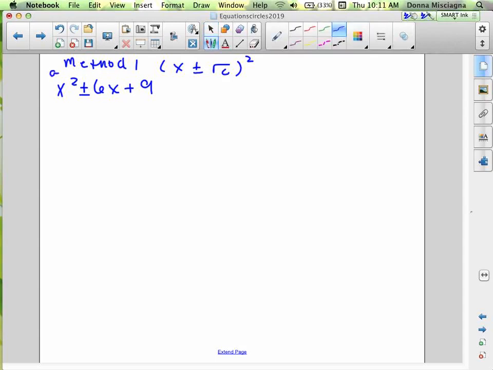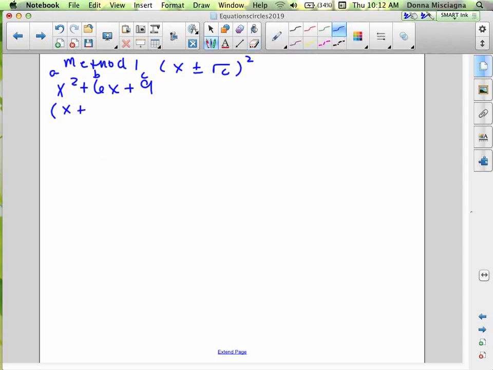So a is the coefficient on x squared. B is the coefficient on x, and c is the constant term. Okay, so we're using the first method, which will be the square root of the constant term. So then this would be x, and this is a plus. I'm going to get rid of that line underneath it. It makes my plus look like a plus or minus. So that's a plus.